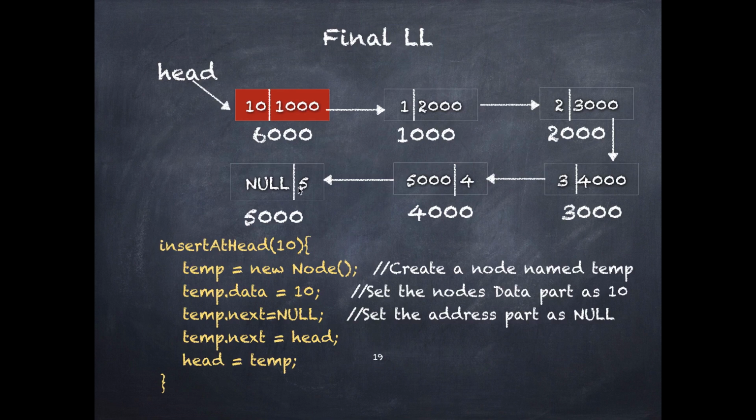So this will be our final linked list, right? The final linked list has 10 as the first node, followed by the old linked list 1, 2, 3, 4, 5. You can see the address of the newly created node is 6000, and the next value it is pointing to is 1000. So this shows you the entire step, the whole logic of inserting a new element at the beginning of a linked list. Hope I am clear with that.